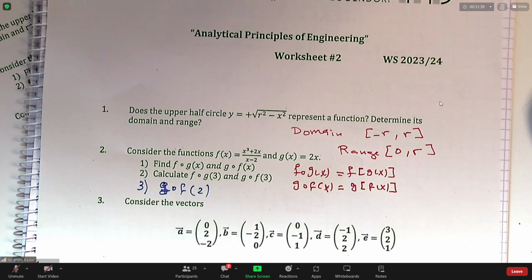The magnitude: 0 plus 4 plus 4. So here again you have to be careful because you are squaring -2 squared. So you will be having 2 here, yeah? The square root of 4.